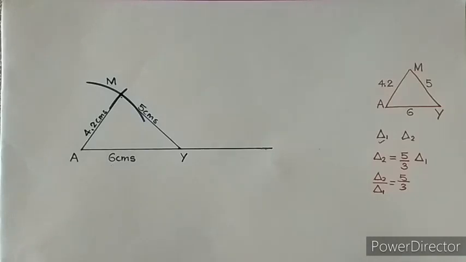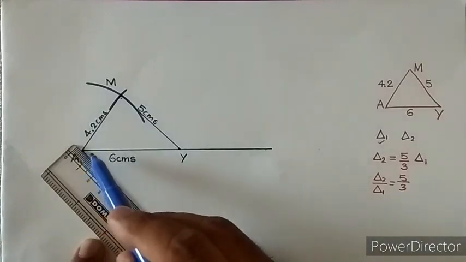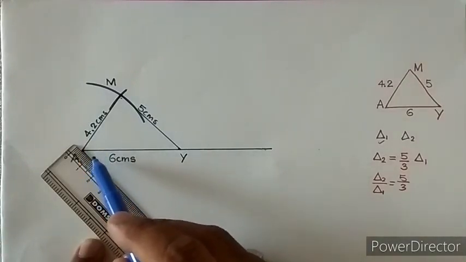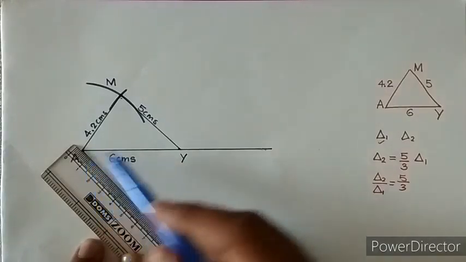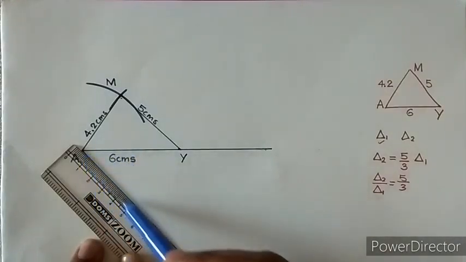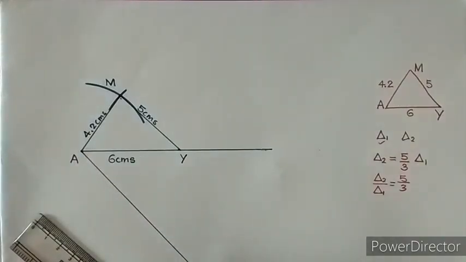Now we have to draw another triangle. For that, we have to draw a line here. This angle should be roughly 45 degrees. No need to take the protractor, it may not be exactly that, but a rough angle. We need to draw this of any length.